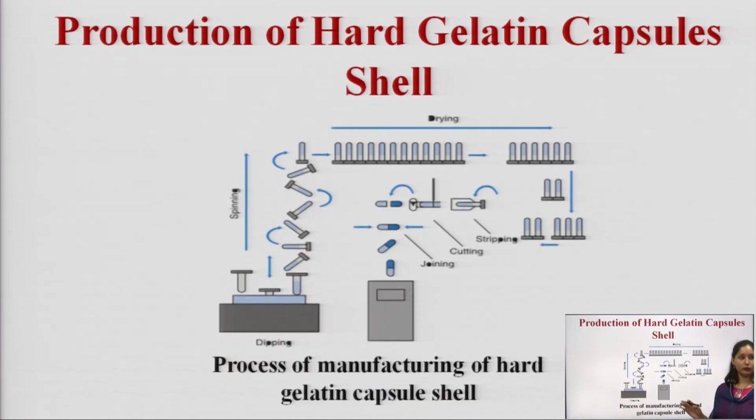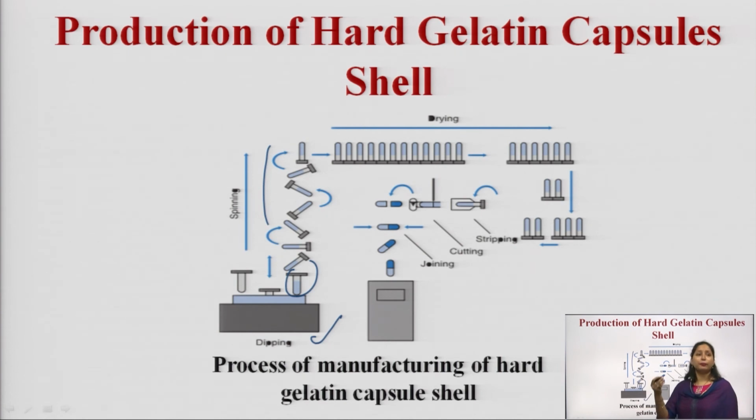So, here is the series of events showing how hard gelatin capsules are prepared. First of all, there is a dipping solution in which the stainless steel molds are dipped, and after that we do the spinning, that is, we rotate the stainless steel molds to avoid the formation of beads at the end of the capsule. Then after that we subject it to drying, so that the gelatin gets solidified over the surface of the molds.